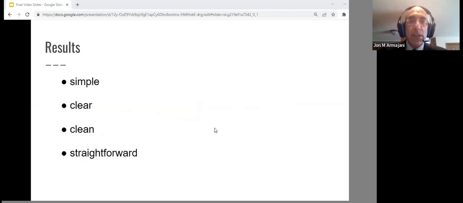Results. When given a list of words to select to describe their usability experience, participants selected positive words such as simple, clear, clean, and straightforward.